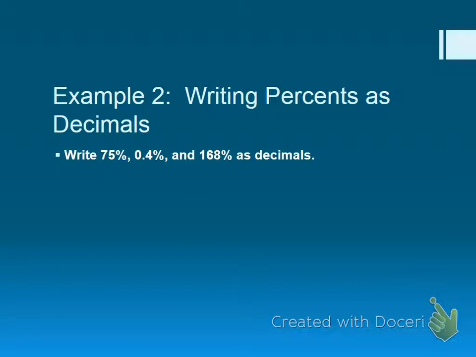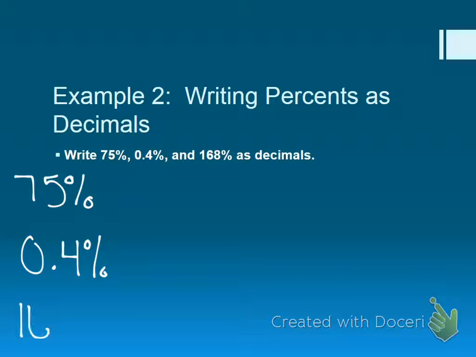Now, example 2, we're just going the other way. Now we're writing a percent as a decimal. So now I have 75%, 0.4%, and 168%. Guys, I'm going to tell you right now, probably the hardest thing to remember is which way to move your decimal. But think about it this way. This way always helps me.